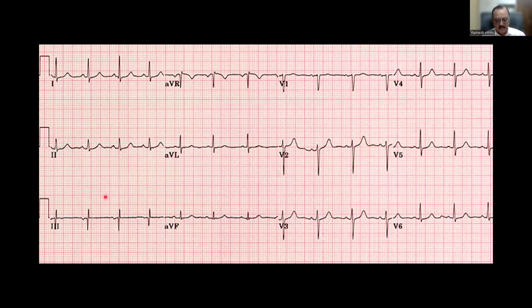There need not be a very clear Q wave. I think I have not taught you that. There's a small R wave here, and there's a small Q wave here. The Q wave represents the septal activation.